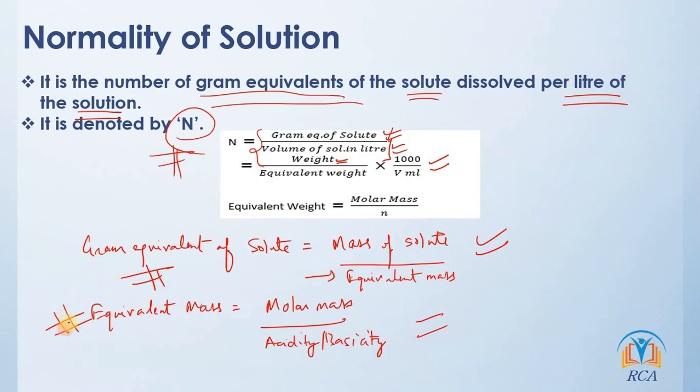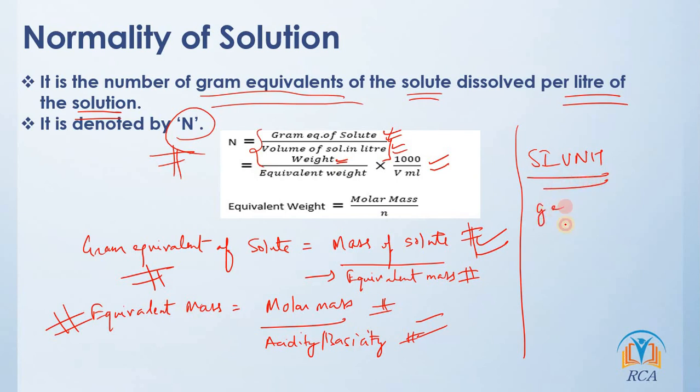What do we require to find the normality? First of all, the gram equivalents. Gram equivalents are calculated by dividing the mass of solute by the equivalent mass. And how do we calculate equivalent mass? By dividing molecular mass by acidity or basicity. Do we all understand that part? It's a pretty simple thing, not difficult at all, right? Now what's going to be the SI unit of normality? You guessed it right. It's going to be gram equivalents per liter.